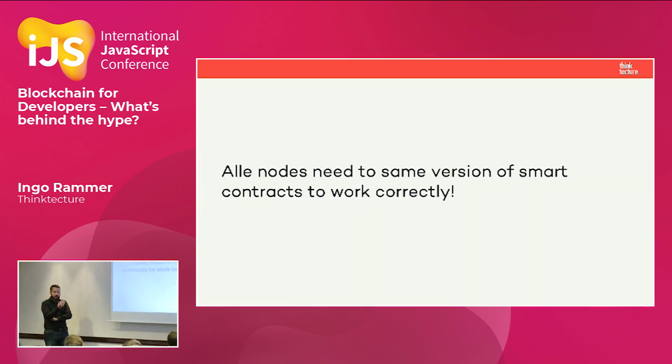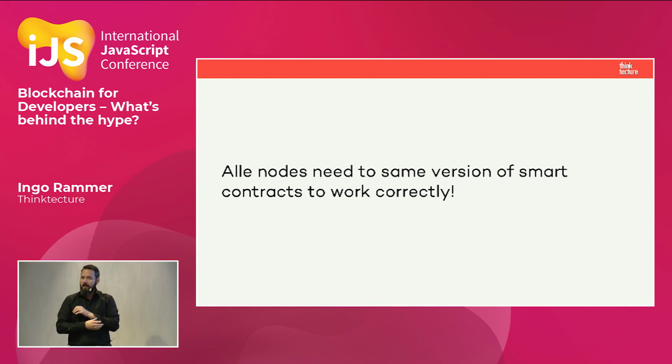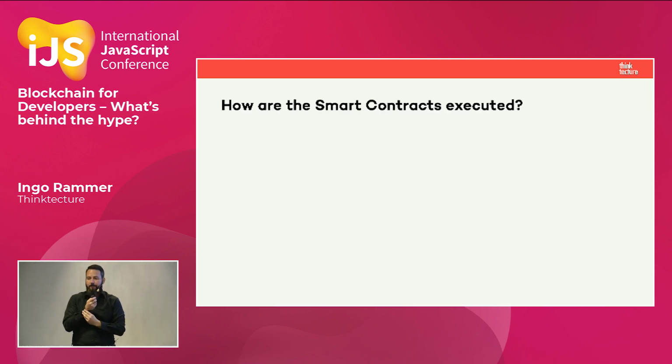What's important? Well, it's important that for this to work, all of the nodes have to have the same version of the smart contract, because you don't trust the other nodes. So every node has to perform this verification. What does this imply? Well, first, how are they deployed?